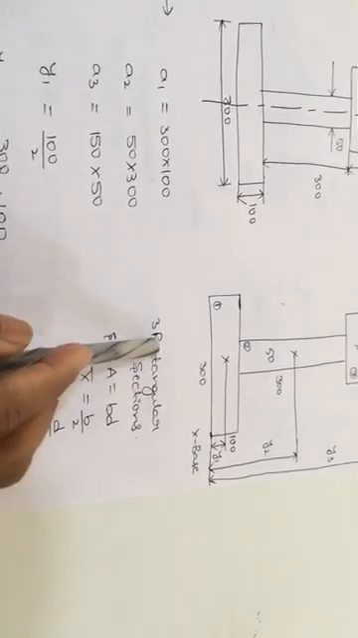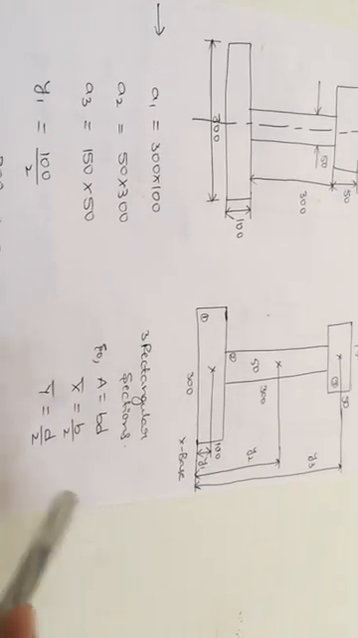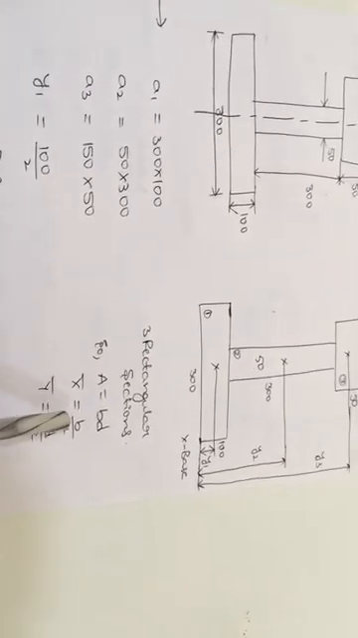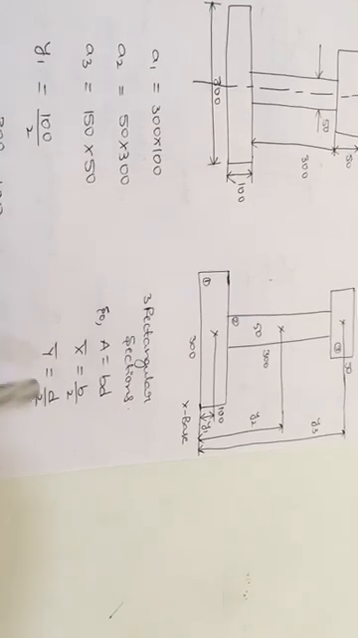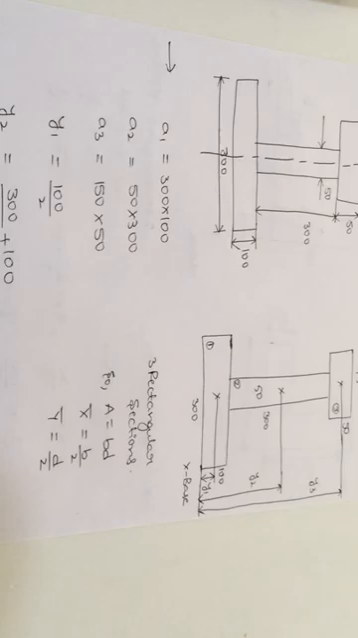Like area for the rectangle is equal to b into d. B is nothing but base and d is nothing but depth. So x bar formula is b by 2 and y bar formula is d by 2. So according to this fixed formula, we need to calculate all the values.